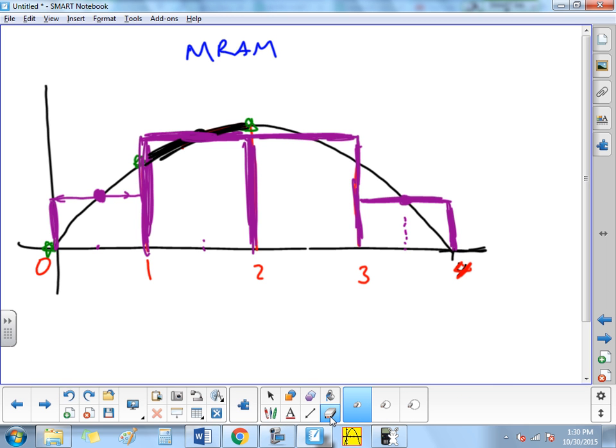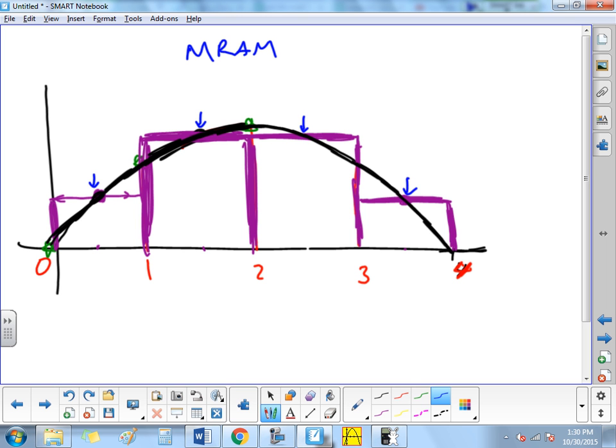So I'm going slow because for some of you this is the very first time you've ever drawn an MRAM situation, and it's a little harder than drawing the LRAM and the RRAM. So the parabola passes through the midpoints of the tops of each box. You see? All right, so right here in blue, that's a midpoint, that's a midpoint, that's a midpoint, that's a midpoint. Okay, these points are very important.